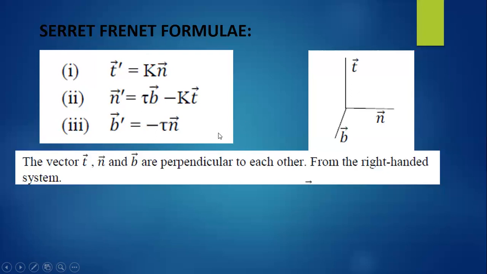From the right-hand system, these three equations, we have to prove t prime is equal to kn. K stands for curvature, n is normal. Second, n prime is equal to tau b minus kappa t. Tau is torsion. And b prime is equal to minus tau n.